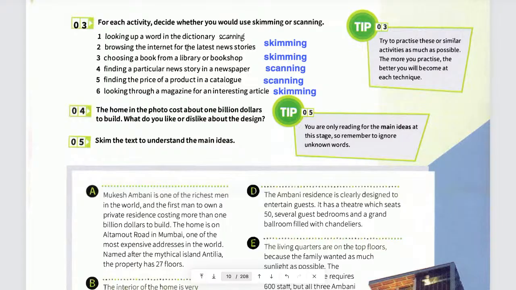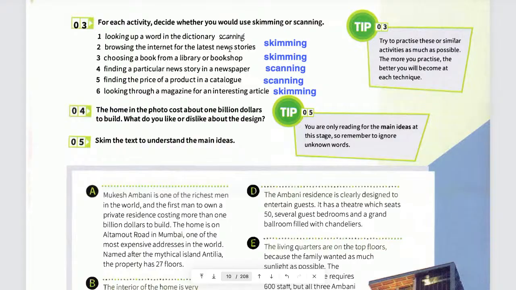Yes, that means here you have to read in details to understand everything there. Very specific. Okay? Looking up a word in the dictionary, scanning, that means you need the details. So remember guys, scanning goes with details. And skimming, just like go through. Okay?